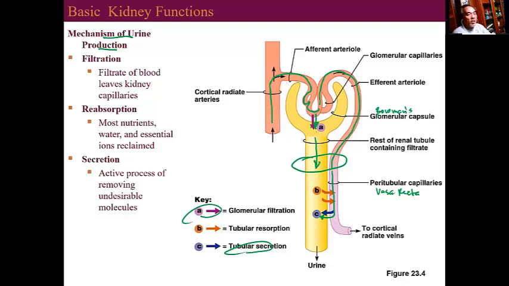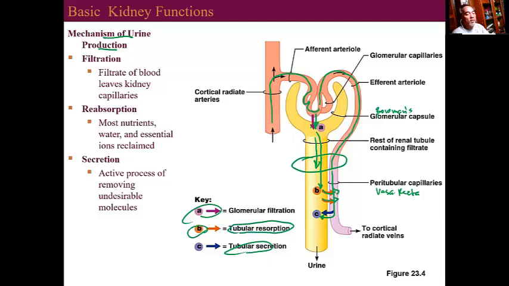Other things that can happen is whenever you filter down to the nephron, somehow they're going to be recalled back into the capillary, such as water. That's actually done by the antidiuretic hormone. So water is returned back to the capillary, and that is called tubular reabsorption.